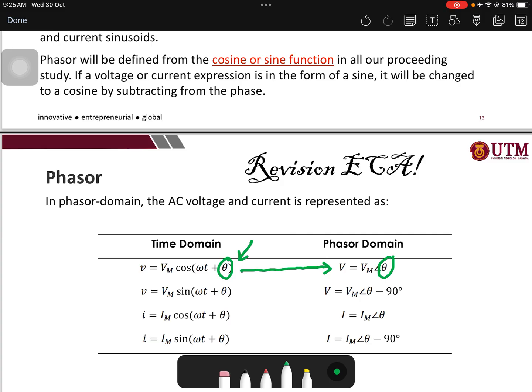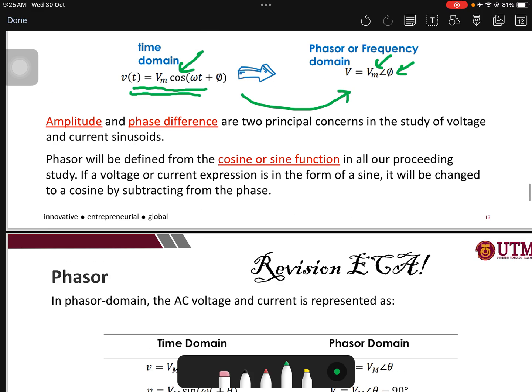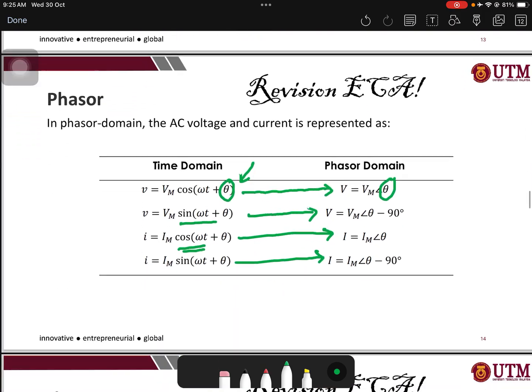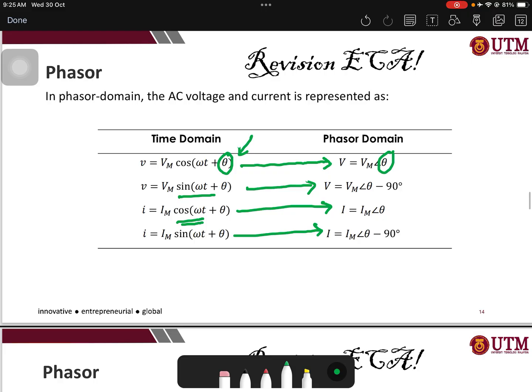But if you want to convert the sine of the time domain to the phasor domain, it will be negative 90, minus 90 degrees. So from here, if it is cosine, you can see that you can automatically copy the phase, the theta. And if you have the sine, you have to minus the 90 degrees. Why do you have to minus the 90 degrees? Because our common formula is cos theta.